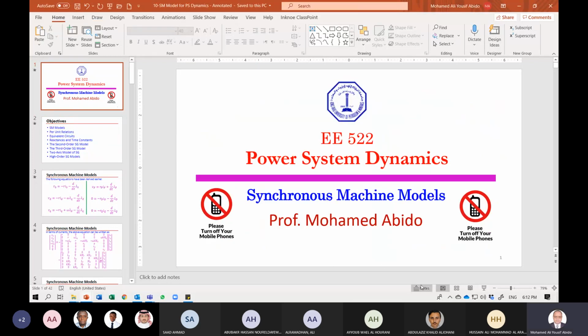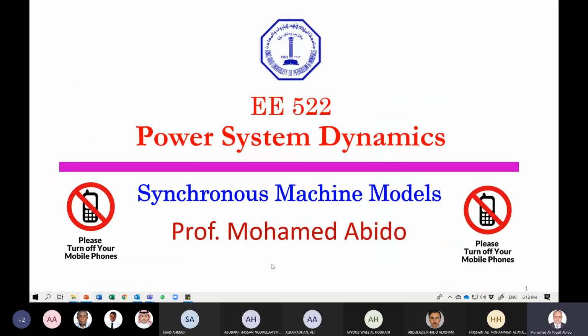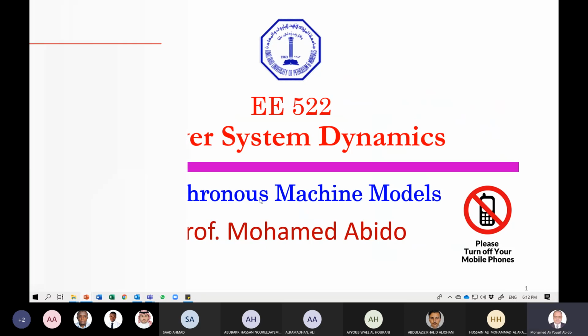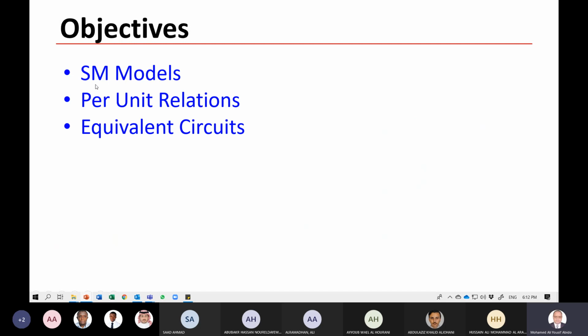Yes, synchronous machine models, in which we will see, as we mentioned, the second order, third order, fourth order, and the seventh order model. We will introduce here the per unit quantities: per unit for the reactance, per unit for the inductance, per unit for the speed, and so on. All the quantities, voltage also, per unit quantity for the voltage.